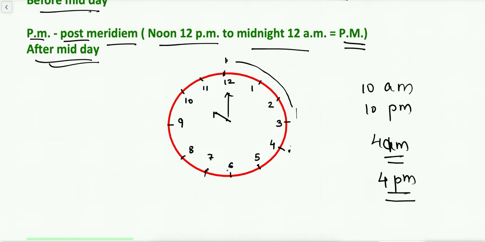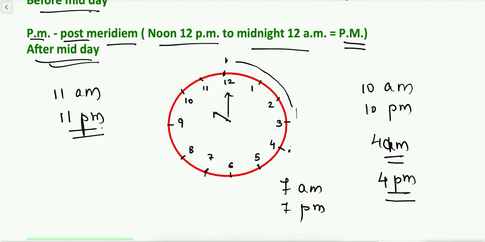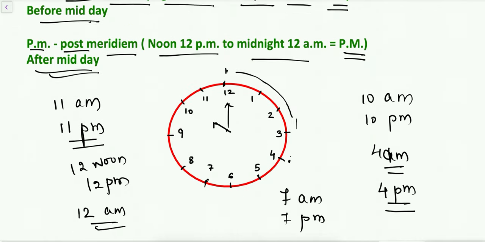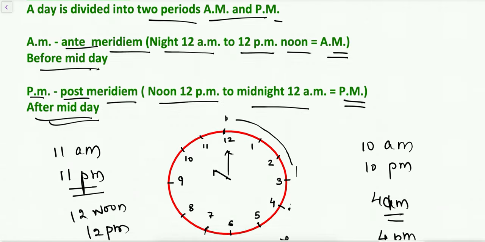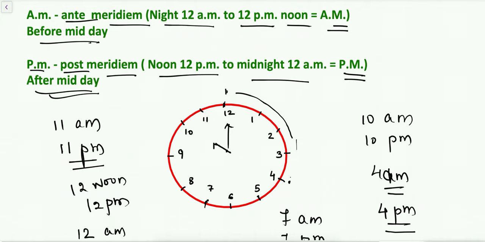Similarly, morning 7 o'clock will be 7 AM and evening 7 o'clock will be 7 PM. Similarly, 11 o'clock morning will be 11 AM and 11 o'clock night will be 11 PM. Afternoon 12 o'clock will be 12 noon, or you can say 12 PM, and midnight 12 o'clock will be 12 AM. Okay, so this is the 12-hour system in which we have AM and PM. The clock is divided into two periods, AM and PM. From midnight to noon is the AM time, and from noon to midnight is the PM time.